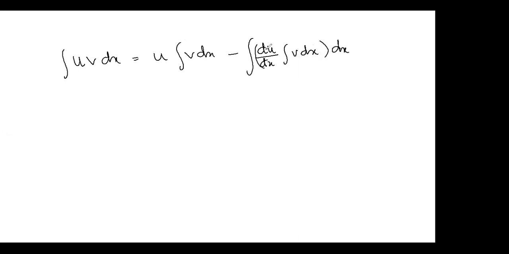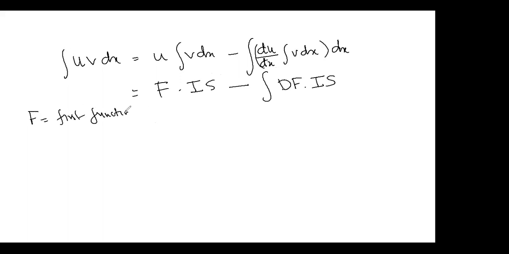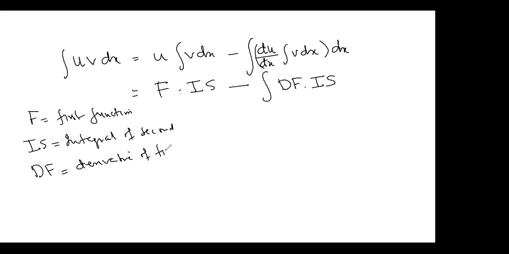To remember and apply this formula, I'm going to teach a shortcut. Phys minus integral dphys. Can you remember this much? Whenever you see integral uv, remember this: phys minus integral dphys. Phys means f is first function, i is integral of second, and Df means derivative of first. That's all to remember.